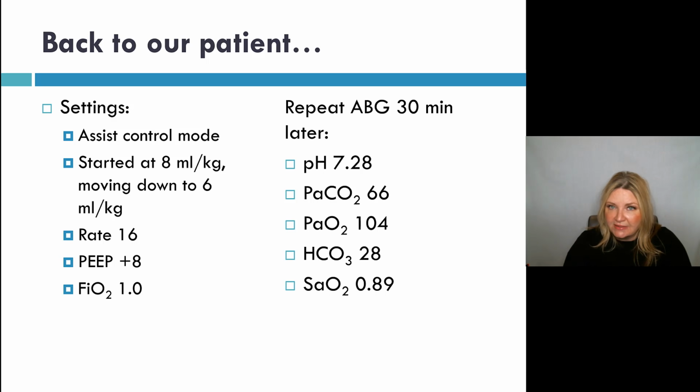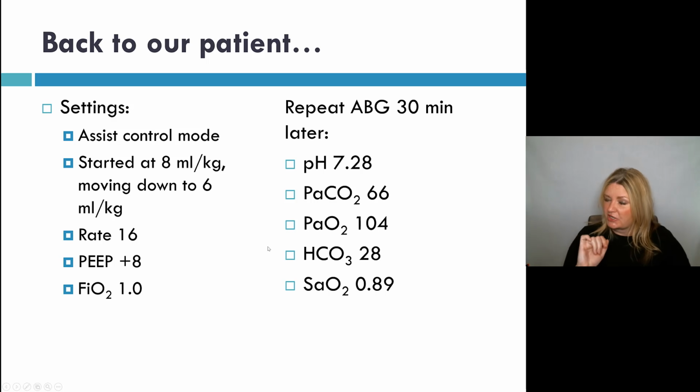So 7.28, so she's still acidotic, 66, 104, 28, and 89%. So given that gas, what improvements can we make? Well, anytime you look at your PO2, you want to look at it in relationship to your FiO2. So her PO2 is 104, but it's taking 100% oxygen to get her there. So that's really not good. And that's what we call the P to F ratio.